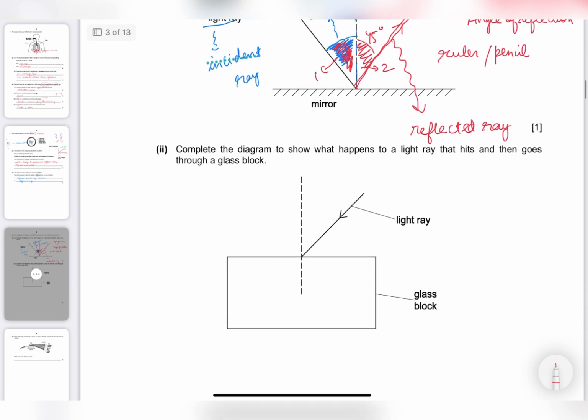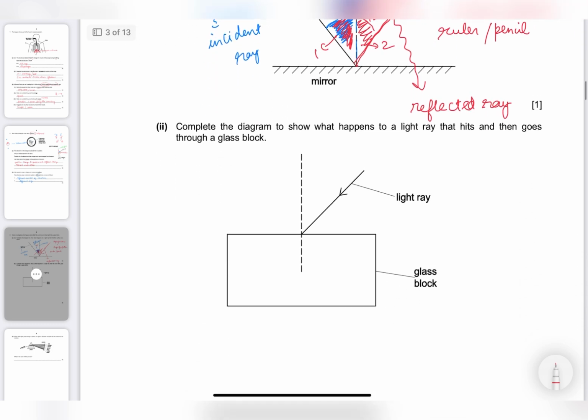Now let us jump from reflection to refraction. This is a light ray. This is the incident ray. Now it is entering from air to glass, from a less dense medium to a more dense medium.